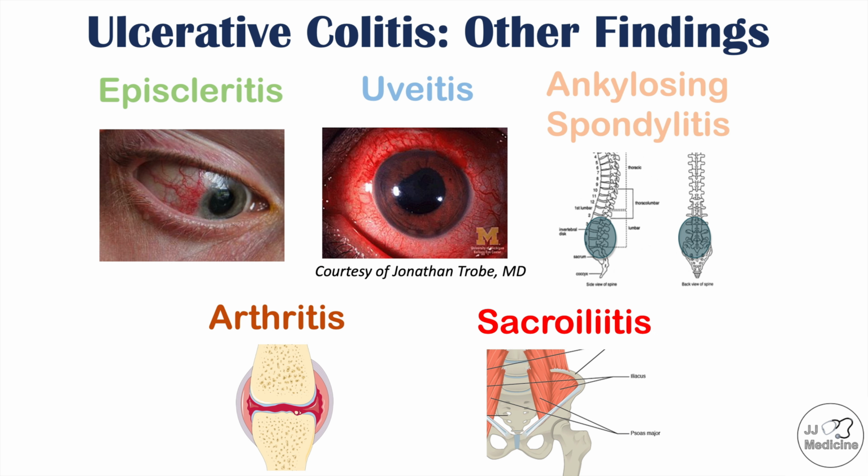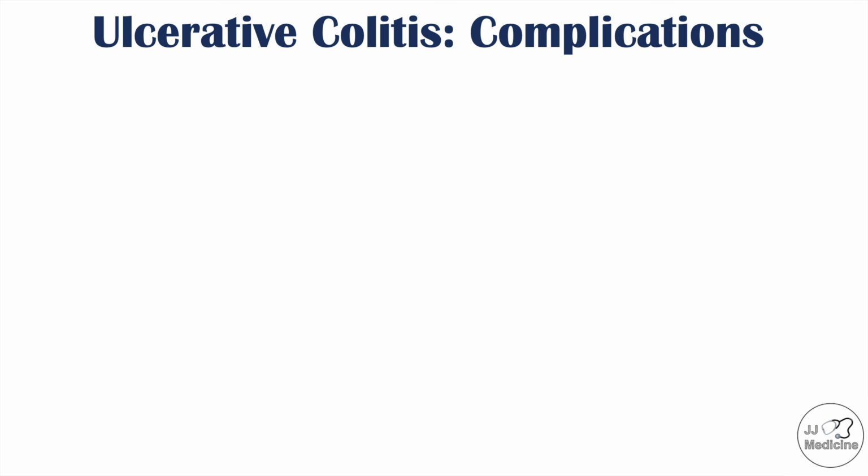So all of these are possible manifestations of ulcerative colitis, but they're going to be more rare compared to Crohn's disease. Crohn's disease is more likely going to have these compared to ulcerative colitis, but these can occur in ulcerative colitis as well. Now that we know all those signs and symptoms of ulcerative colitis, there are important complications that can occur in patients with ulcerative colitis, especially later on in their life.